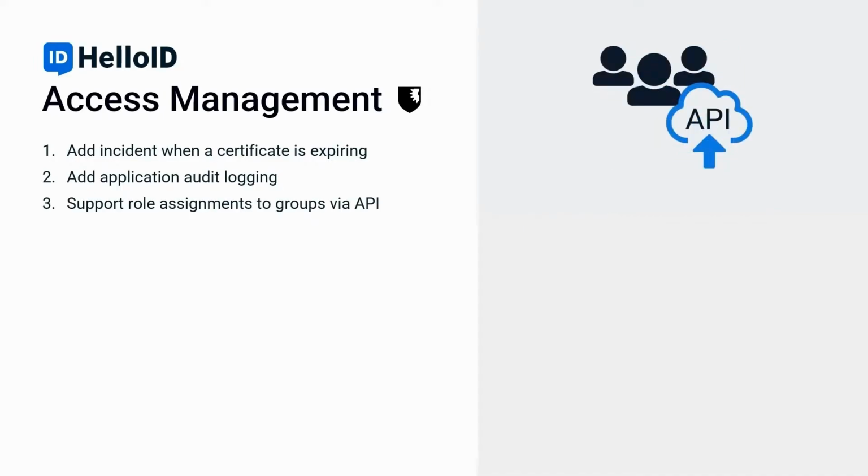The third item we added is the option to assign roles to groups through the HelloID API. For more information about the HelloID API, please visit the website docs.helloid.com.